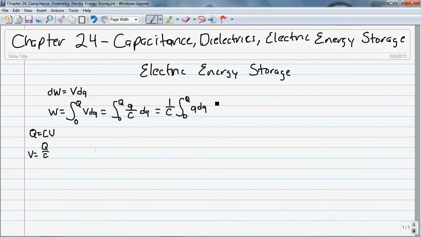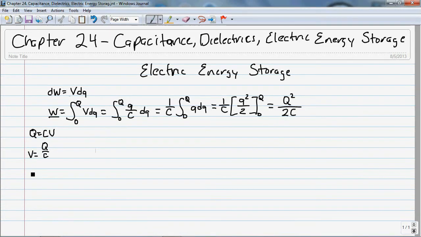And the integral is just equal to little q squared over 2 from 0 to q. And that just gives us q squared over 2 times C. So this is the total amount of work required to put some charge q on a capacitor.